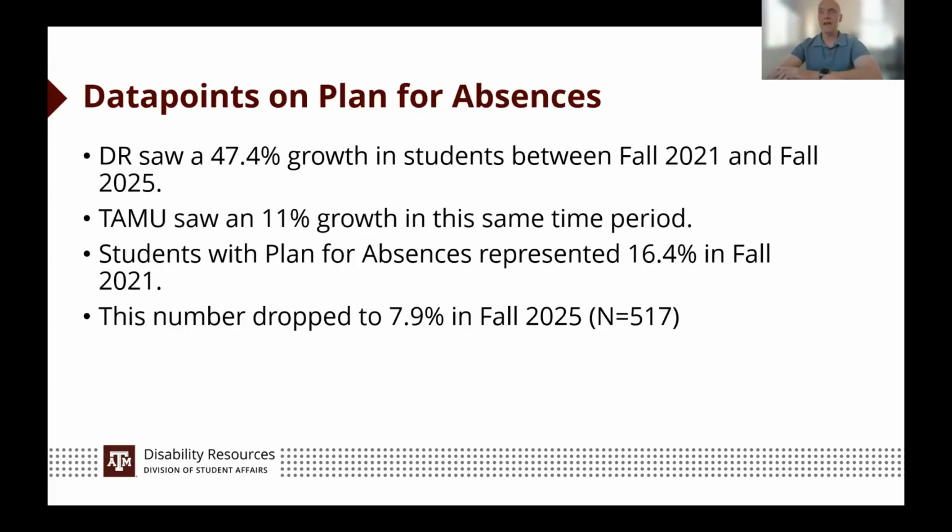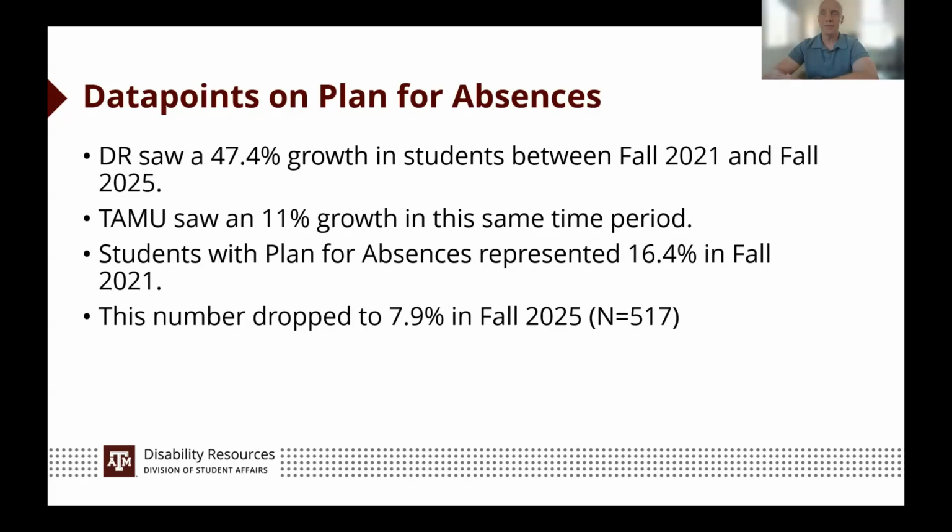So, one of my favorite things about working with this accommodation over the last couple of years is that we have a ton of data on how the accommodation fits our office, how our students are using it, alongside context across the institution. And so, what data points do we have on plan for absences? Well, our office saw a 47.4% growth from fall 2021 to fall 2025. That level of growth was actually greater than the level of growth that the overall institution saw, which was 11% in that same time period.